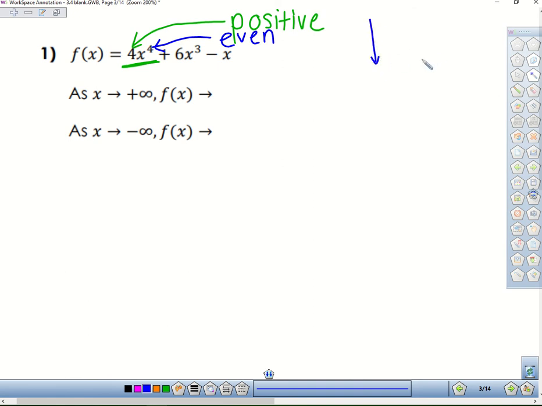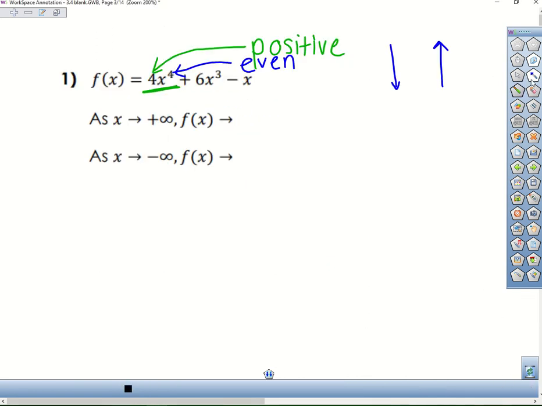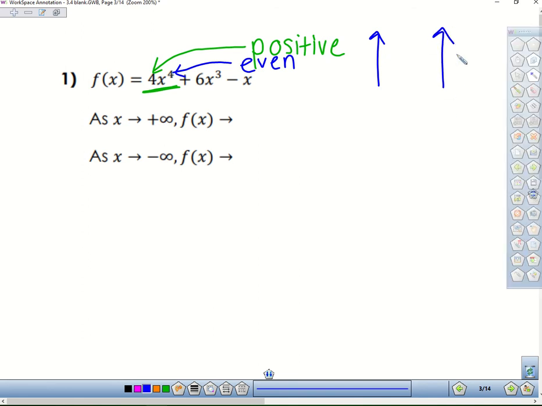I think it's down then up, right? Down then up. Does that match it? Oh, my bad. I'm thinking positive odd. Yeah, you're right. My bad. For a second, I thought we were doing odd. So yeah, it's up and up. Everybody good with why it's up and up?